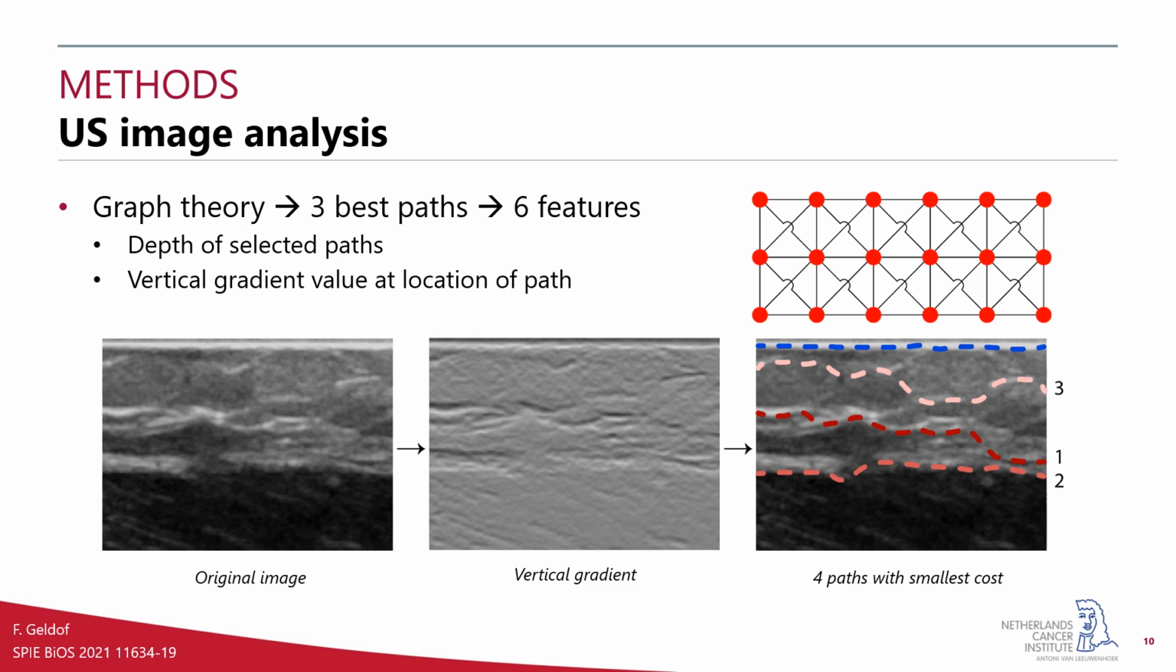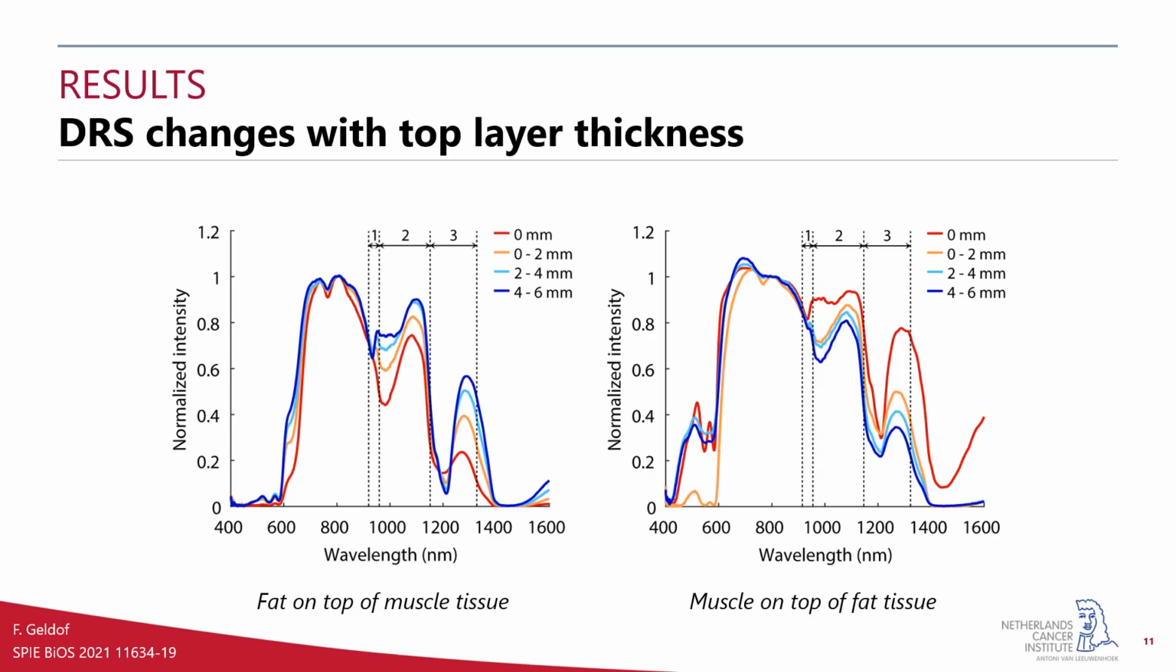6 features were extracted from the selected paths. For all 3 paths, the depth and the local vertical gradient were extracted. This figure shows the mean DRS spectra for different groups of top layer thicknesses, with the 3 outlined regions showing the locations where the peak-based features were extracted.